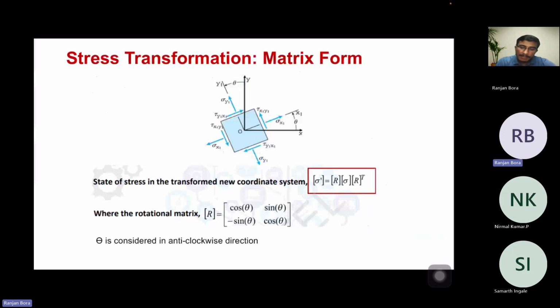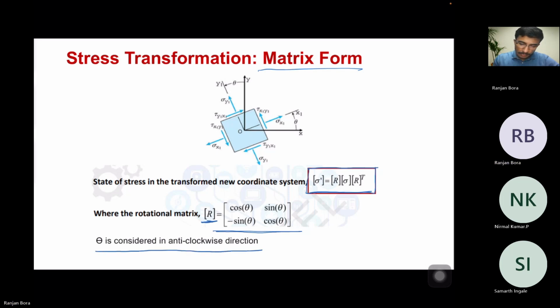Now there is one simplified form, like we can use the matrix form also for doing the calculations related to stress transformations. In this, simply we can use this equation with the rotation matrix R for getting the transformed state of stress, and the rotation matrix is given with this. Note that here theta is considered in the anticlockwise direction. So theta is in this direction. If theta is clockwise, then theta will be negative, and in this case theta is positive.